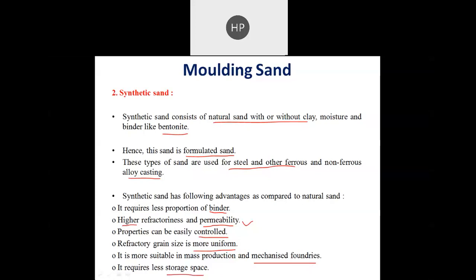So these are some of the advantages of synthetic sand as compared to natural sand. That's why this synthetic sand is preferred in the case of steel and ferrous and non-ferrous alloy casting.